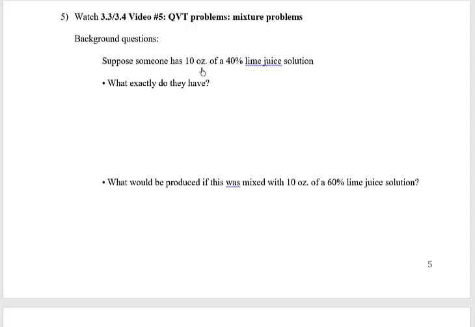This kind of phrase shows up a lot in these mixture problems. Somebody has 10 ounces of a 40% lime juice solution. I just want to make sure you understand what this is saying. The 10 ounces means somebody has a container and the total liquid in the container is 10 ounces. But the word solution means that that liquid is made up of two parts: a chemical, in this case lime juice, mixed with water. So when you read solution, it means you've got some chemical and some water.